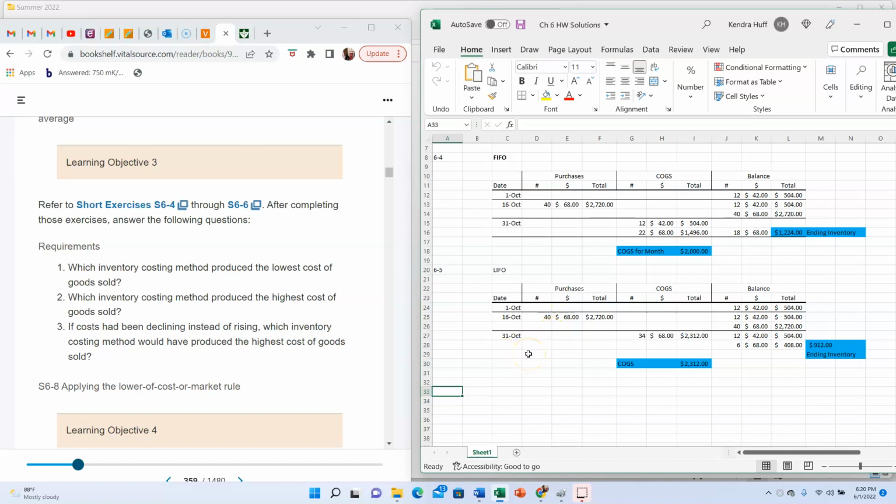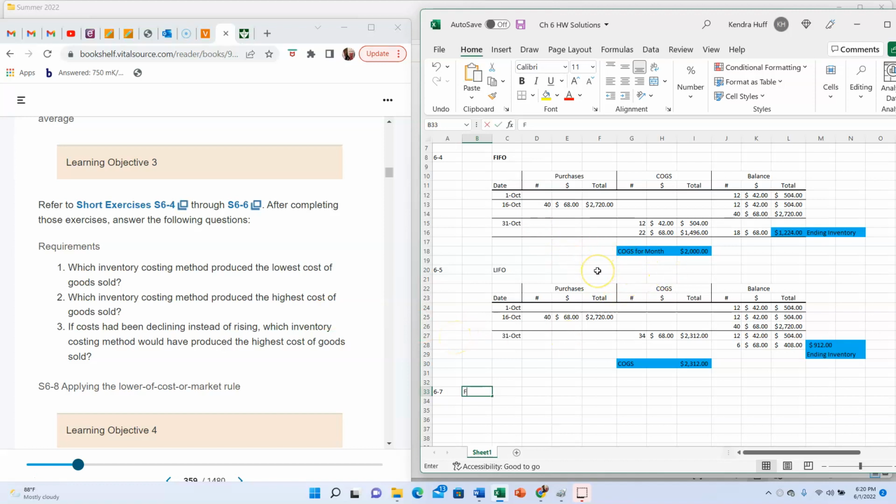This is the rest of Chapter 6 homework. So 6-7 refers back to numbers 4 and 5. It refers back to all of them, but we're only looking at FIFO and LIFO. Which inventory costing method produces the lowest cost of goods sold?